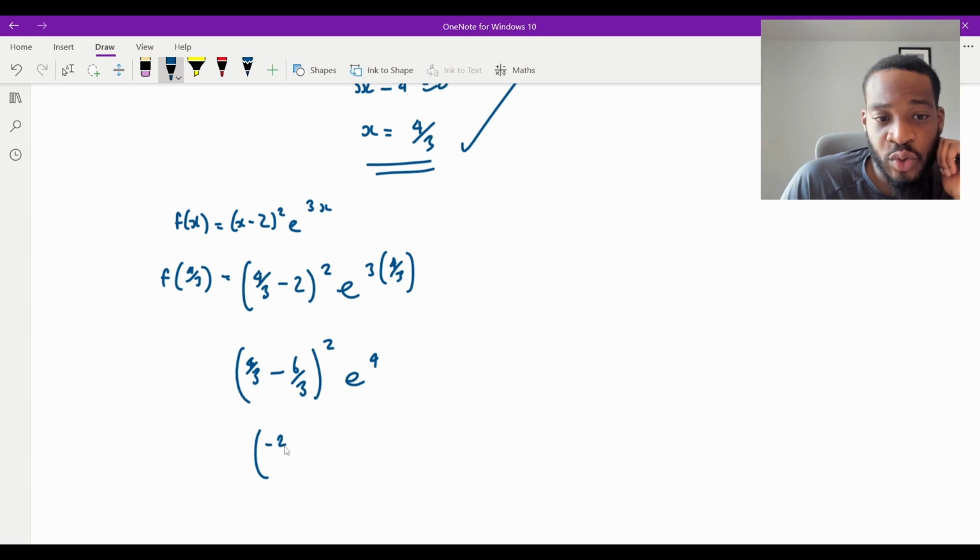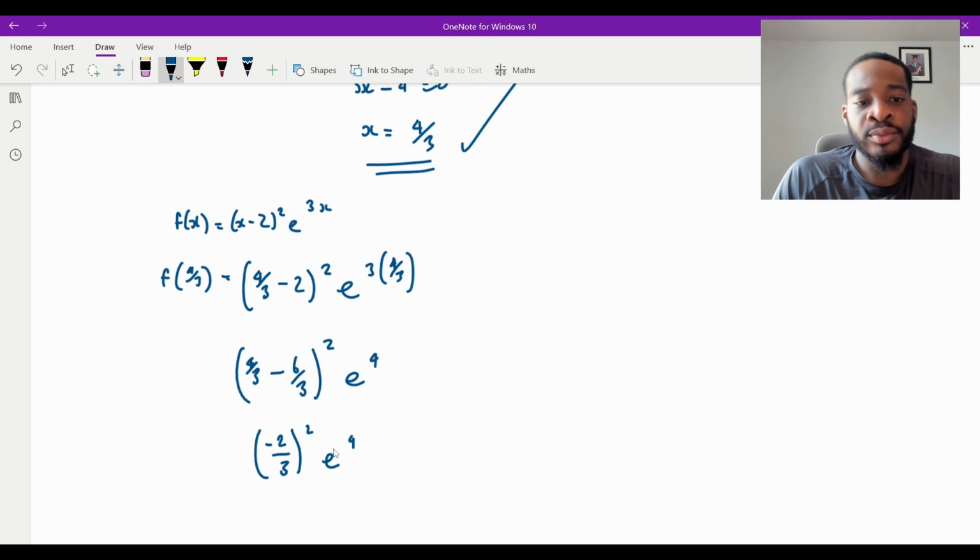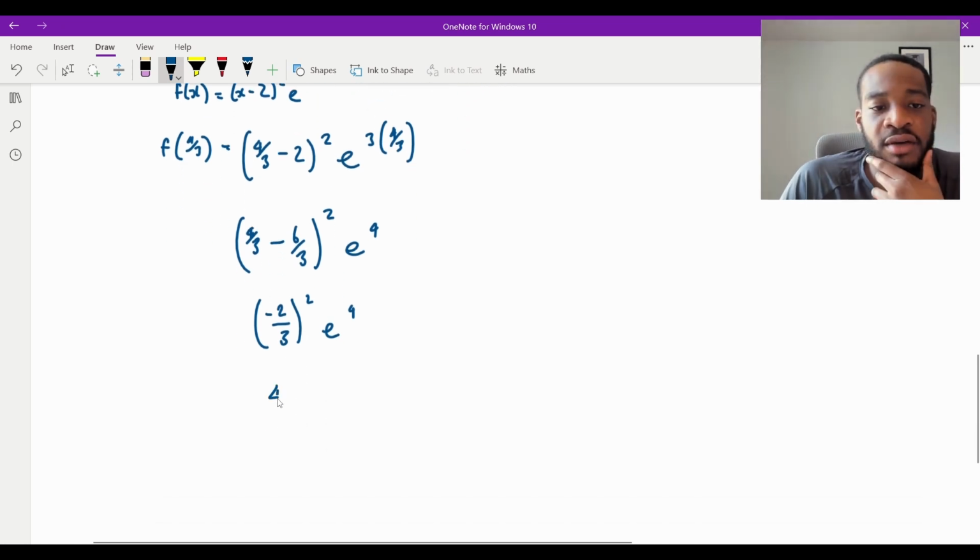So that's negative 2 over 3, all squared, e to the 4. And then if I square that, that's going to be a positive 4 ninths. So it'll be 4 ninths e to the 4. So now we've got our y coordinate, don't we?